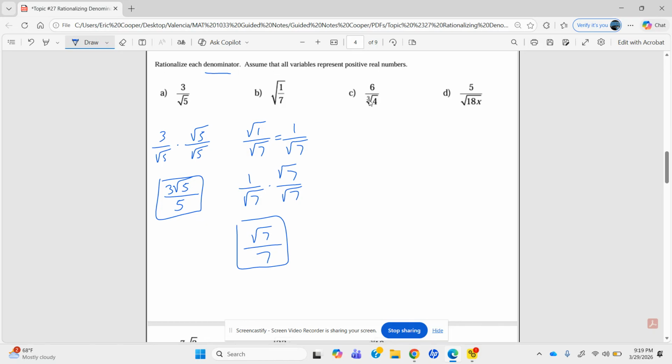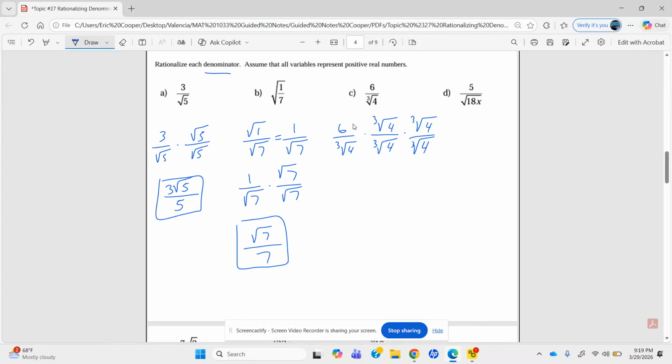Here we've got a cube root. Now with a square root, we multiply it by itself twice. But with a cube root, we actually have to multiply it by itself 3 times. So I'm going to do this, but then I'm going to do a third one. Because again, my job is to get a cube root, I need the same number 3 times.